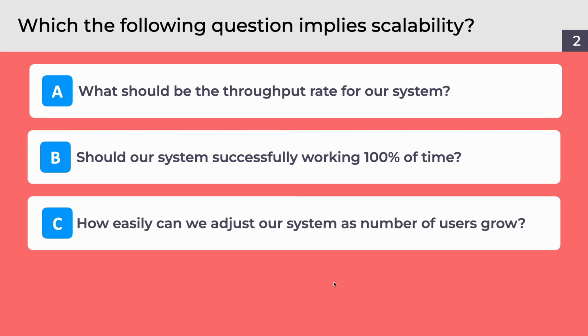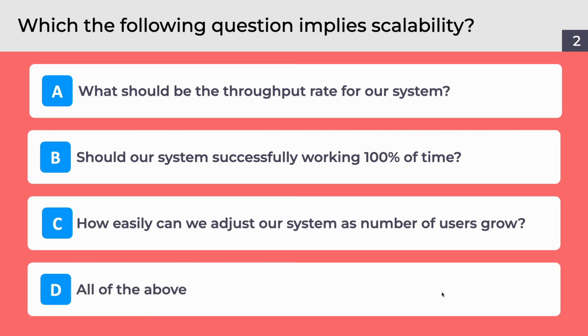Option C, how easily can we adjust our system as the number of users grows? This is more like a scalability question because we are trying to say how a system would scale if the number of users goes up or if the traffic goes up. All of the above, option D. So definitely we said that A is not the one, B is not the one, so we can't choose all. So we'll go with option C, which is how easily can a system adjust, and I think that reflects scalability. Cool. Let's move on to the next one.